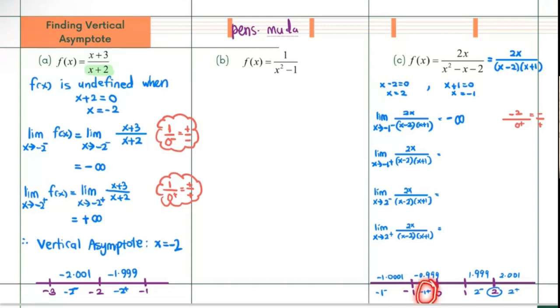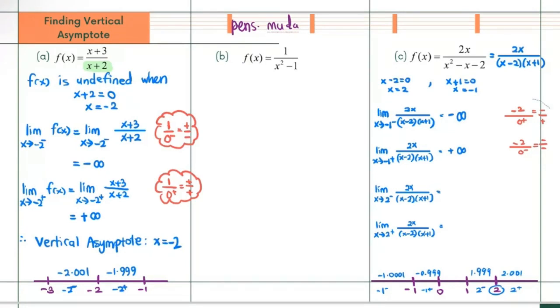Okay, seterusnya saya tunjuk pula untuk negative 1 from the right. So negative 1 from the right, kita akan gantikan negative 0.9999. Okay, so dalam calculator terus masukkan negative 0.999. So the value that I get adalah negative 2 bahagi dengan 0 yang negatif. So negatif bahagi dengan negatif, kamu dapat apa? A positive infinity.